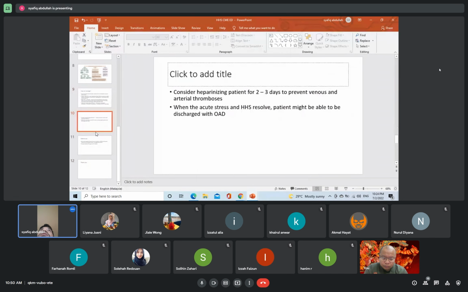Okay, so yang juga kita heparinise patient untuk 2 ke 3 hari, this is to prevent venous or arterial thrombosis.